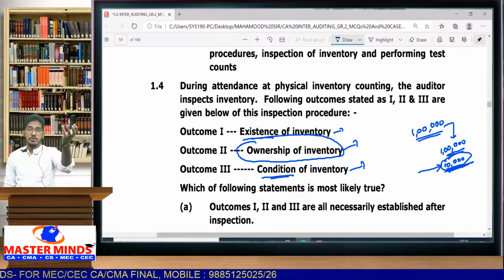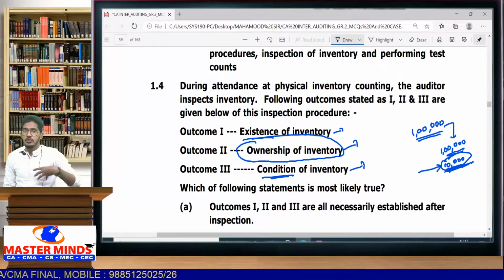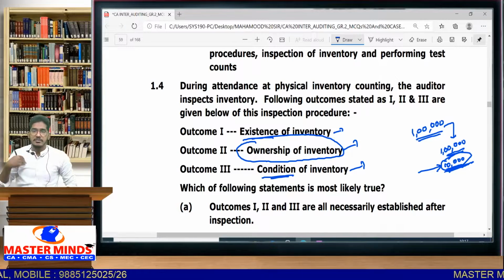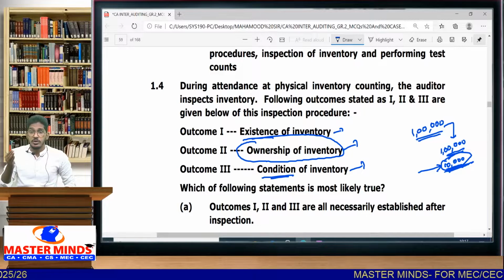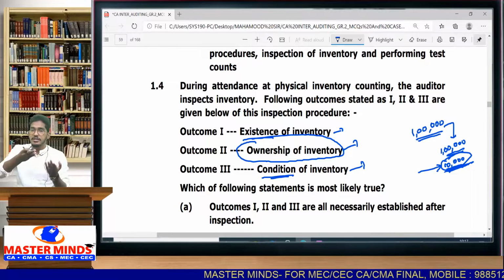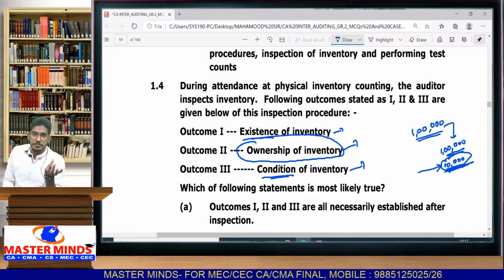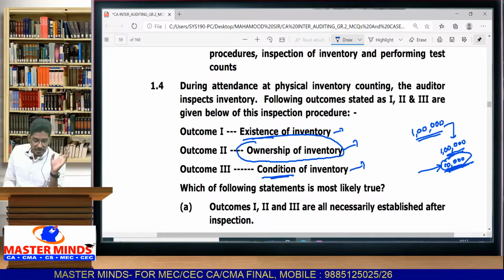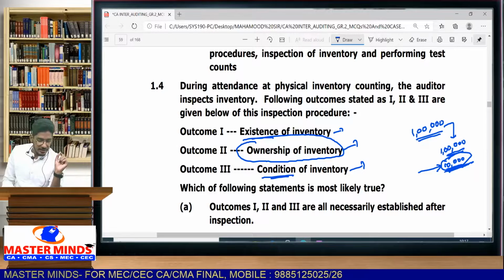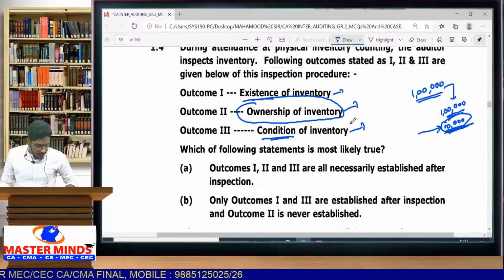Now I will come to know that whatever stock is there in this room doesn't belong to the client; it belongs to some third party, but they are lying with us. So the client is not the owner. That I will come to know if there is a clear indication. If there is no clear indication, if it is mixed with the regular stock, I will not come to know whether that stock is the property of the client or some other party. I don't know. So existence and condition definitely we will know, but ownership of inventory we may or may not know, right? So now let us see what are the options.